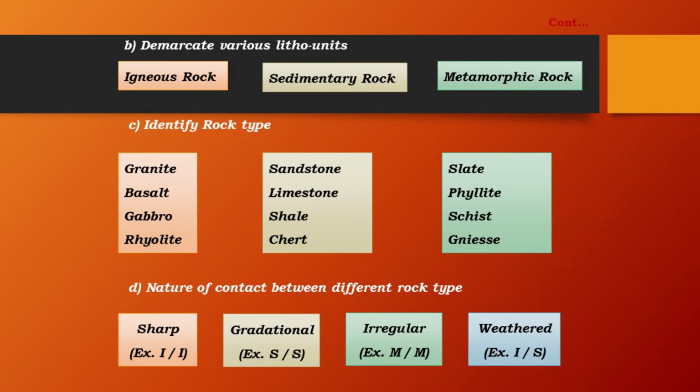If it is a sedimentary outcrop, then what could it be? It could be sandstone, limestone, shale or chert. Or if it is a metamorphic outcrop, then we should define the lithology, whether it could be shale, phyllite, schist or gneiss.